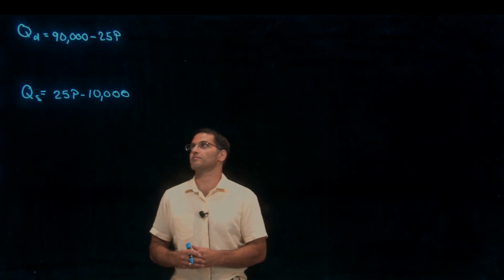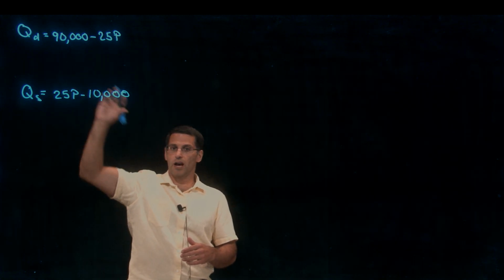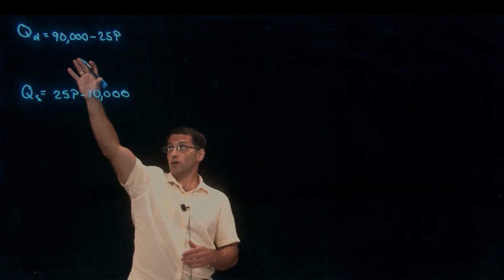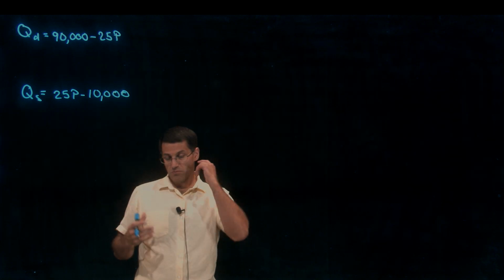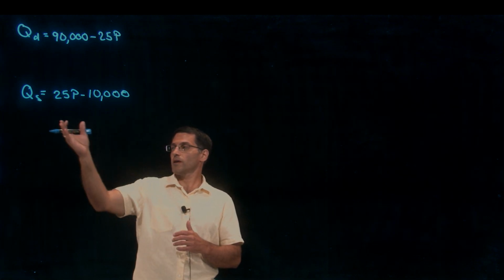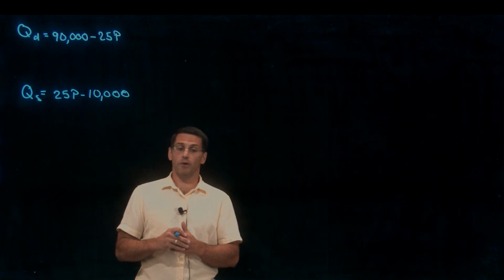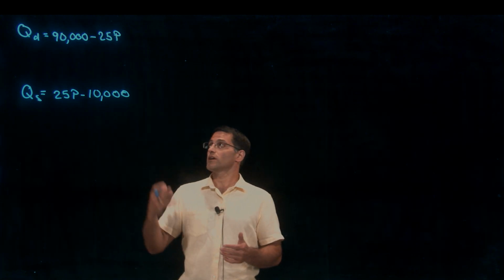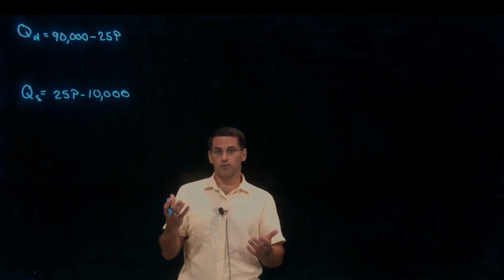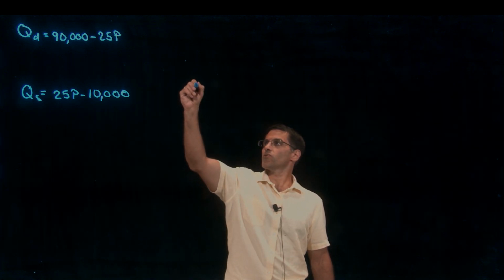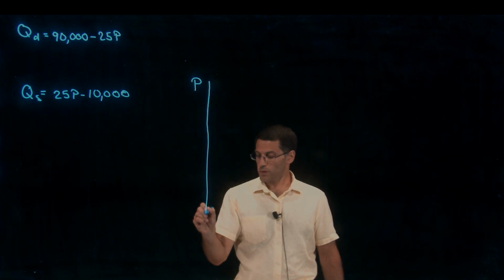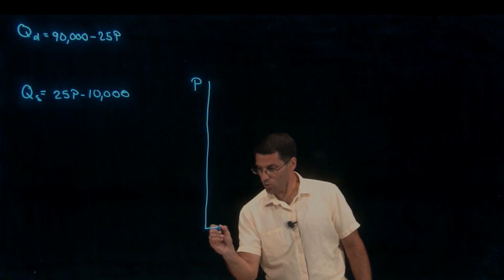So here what we already have up on the board is a demand function. Demand in the home market, think about it, say it's the US, is given by 90,000 minus 25p, and supply is given by 25p minus 10,000. Now what we would like to do is to plot these equations as our supply and demand curves. But of course, if you remember from principles classes, we plot price against quantity.